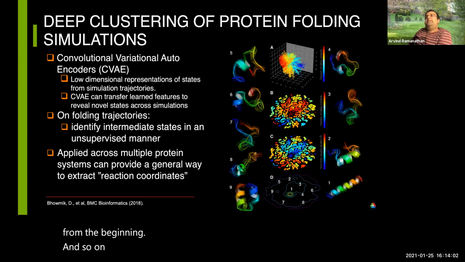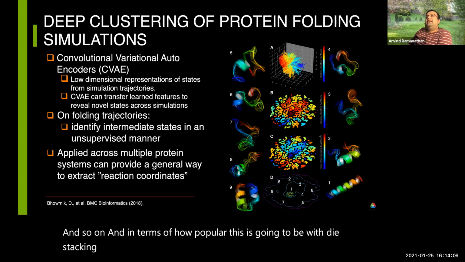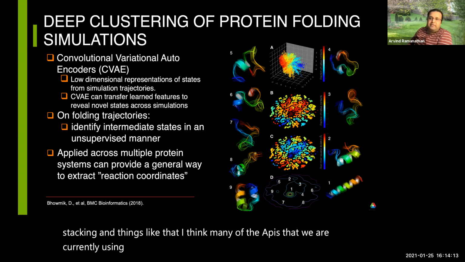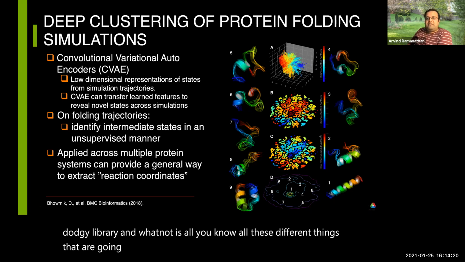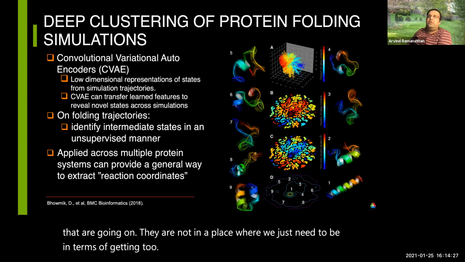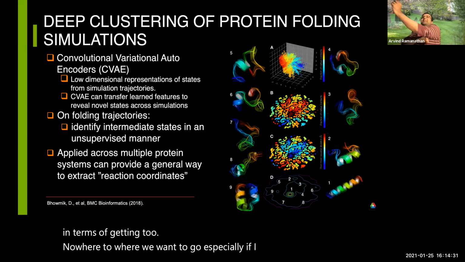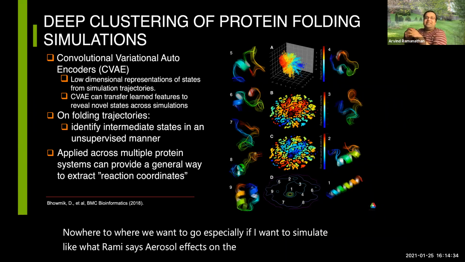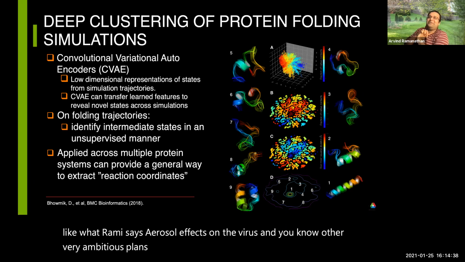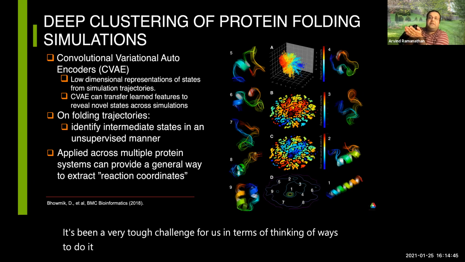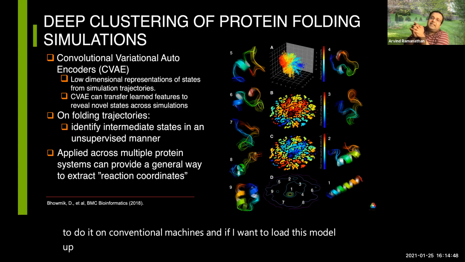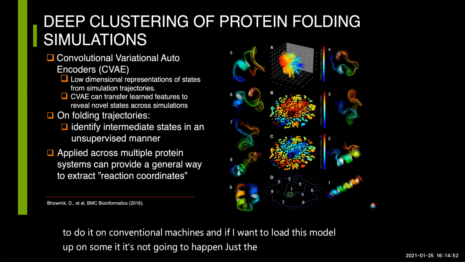And in terms of how popular this is going to be with die stacking and things like that, I think many of the APIs that we are currently using for building these systems, so AMD just released a new library and whatnot, are not in a place where we need them to be in terms of getting to where we want to go. Especially if I want to simulate, like what Rami says, aerosol effects on the virus and other very ambitious plans that people have had over the last few months. It's been a very tough challenge for us in terms of thinking of ways to do it on conventional machines. And if I want to load this model up on Summit, it's not going to happen. Right? Just the practicality of this. That's actually the problem, I feel.